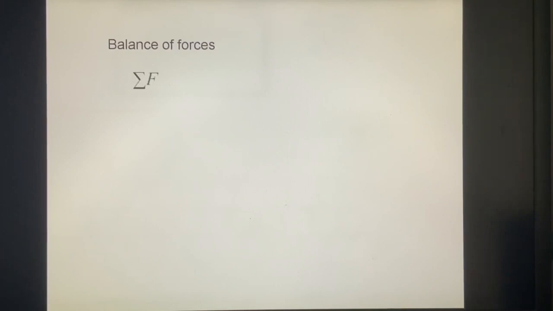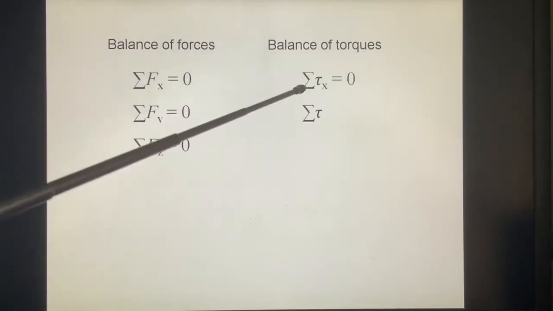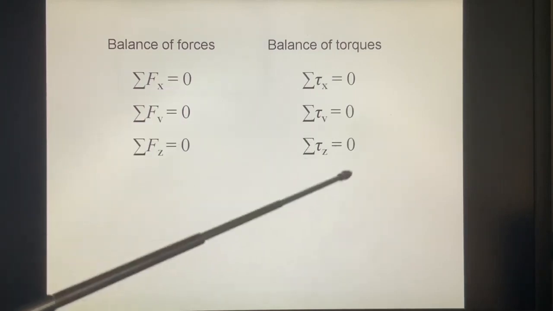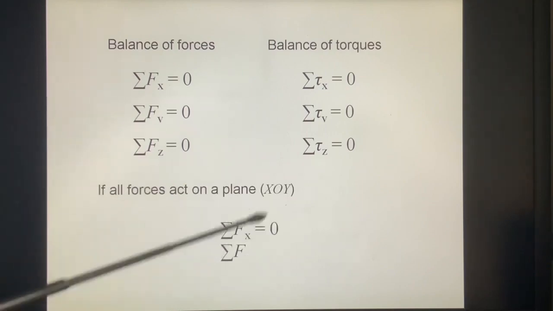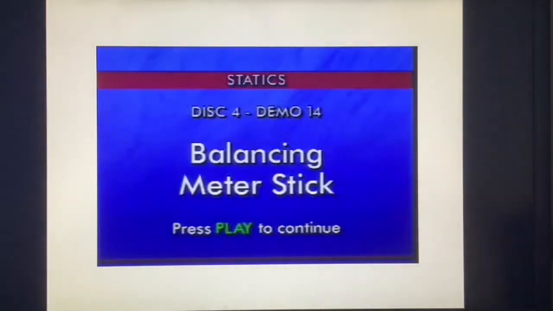Balance of forces. Sigma Fx equals 0, sigma Fy equals 0, sigma Fz equals 0. Balance of torque. Sigma tau x equals 0, sigma tau y equals 0, sigma tau z equals 0. Under this condition, there is a chance to be in equilibrium. If this is two-dimensional, then we get sigma Fx equals 0, sigma Fy equals 0, sigma tau z equals 0.